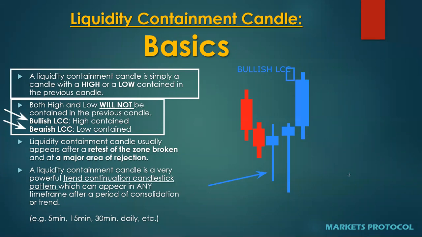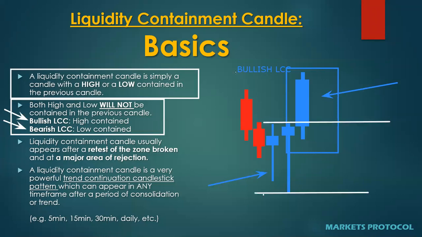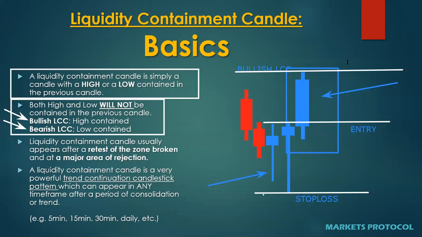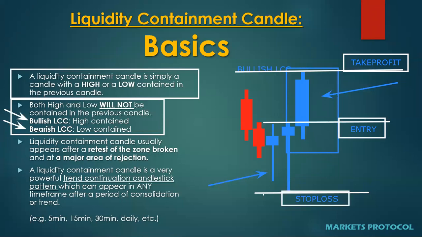And this is going to be your trading candle. This is where you're going to execute your trades. Your stops will be placed below the liquidity candle, right over here. Entries will be once the next candle breaks the high, and look for the next area of rejection to secure the profits. So once again, this is going to be your stop loss, this is where your entry will be, and this is where your take profit will be placed. Basically, the nearest area of rejection is going to be your take profit area.